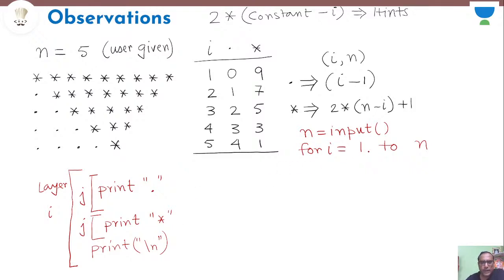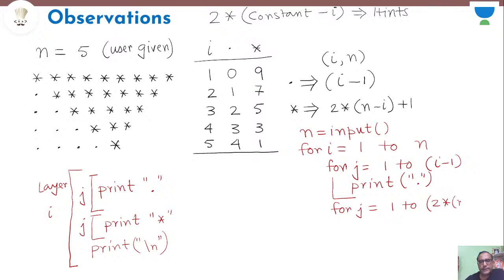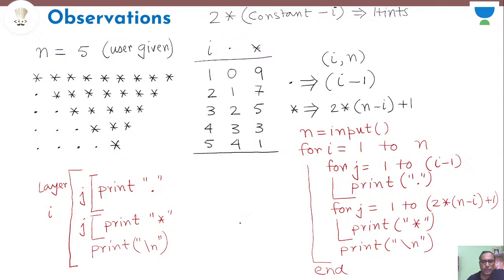I am writing the same thing. For I is equal to 1 to n. Now for j is equal to 1 to I minus 1, that many dots will be printed. So go for print dot. This is the inner for loop. Another for loop, for j is equal to 1 to 2 star n minus I plus 1. That is my print star. Then you go for continuity break, and that is the end of the outer for loop. There's a layer, and then the end of the program. So this is a pseudocode.